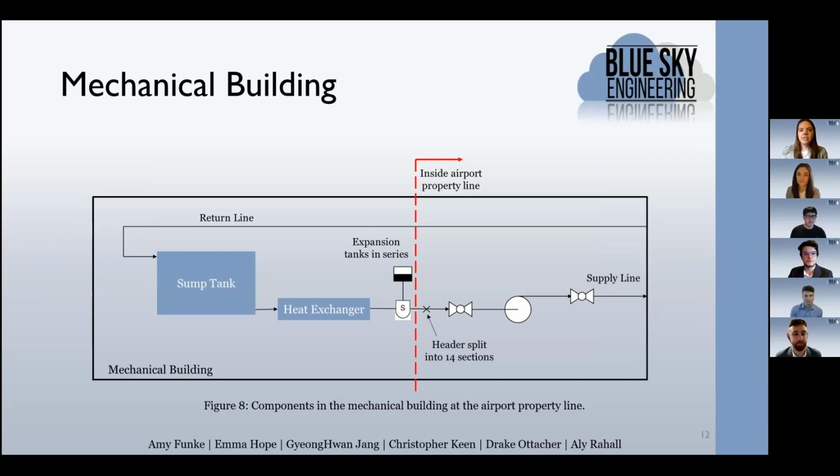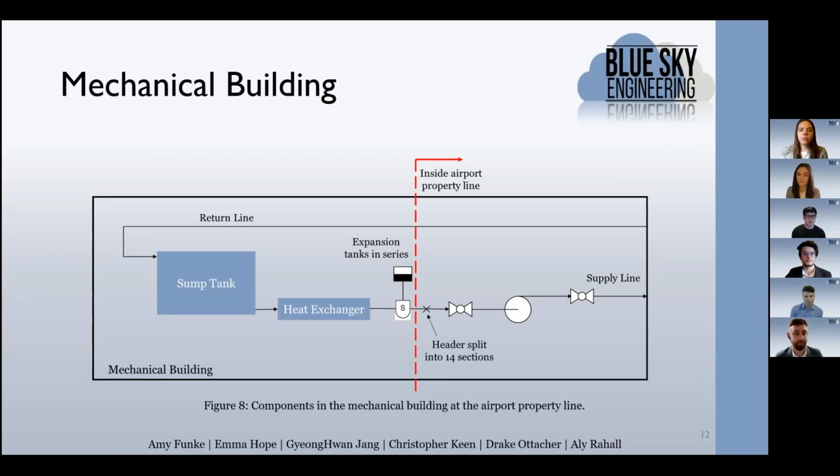To get a full understanding of the scope of our work, Blue Sky Engineering was tasked with designing every single item inside the airport property line. So this includes our pump sizing and selection, supply and return line configuration, as well as the individual modules we've already gone through. Now, our system starts and ends at our mechanical building. Starting at the heat exchanger, our piping and working fluid go through our heat exchanger, then are followed by the air separator and expansion tanks, and that's where it enters our pumps.